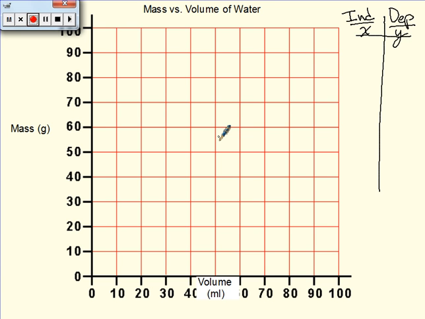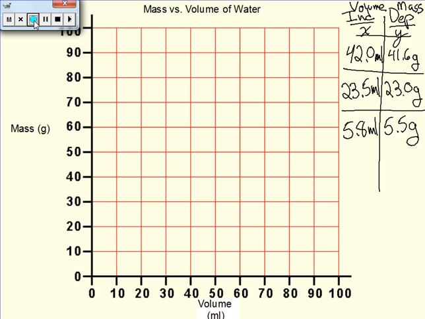Okay, so we started off, we have our table of values, and we have the independent variable in this column, the dependent variable in this column. So in this particular lab, that means that we're going to have volume in this column, and in the second column, we'll have our mass values. Okay. So once you start putting your values in, so let's do that.